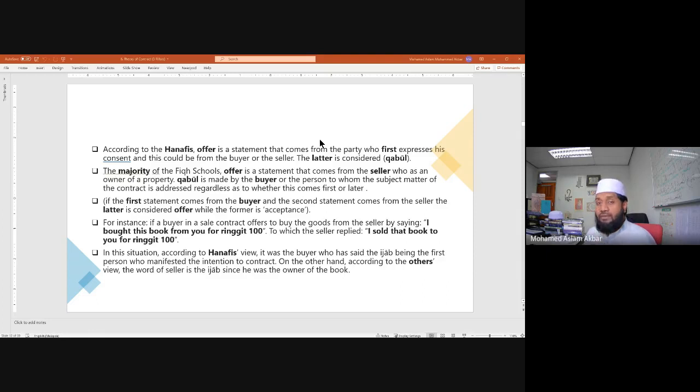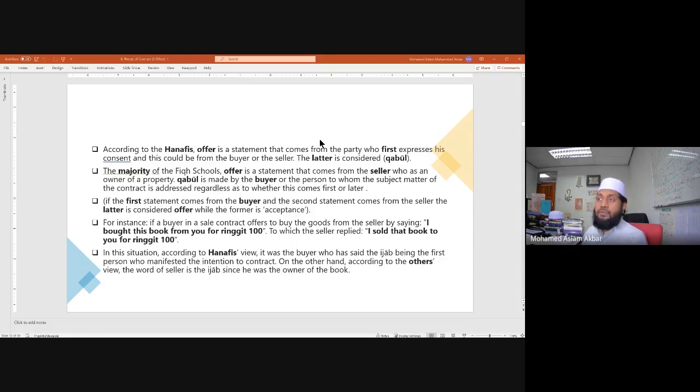If you still don't understand, you can ask me again, all right? According to the Hanafi, offer is a statement that comes from the party who first expresses his consent. And this could be from the buyer or the seller. The latter is considered qabul.